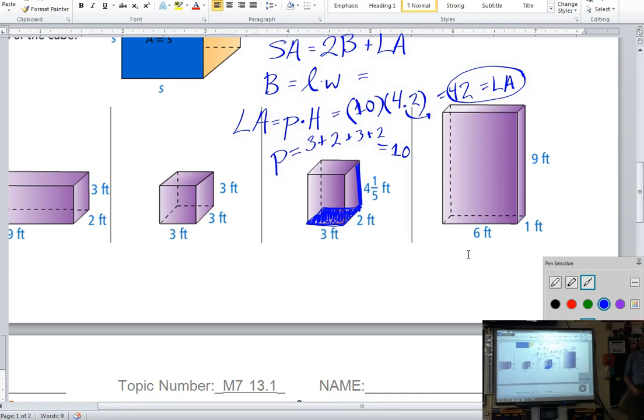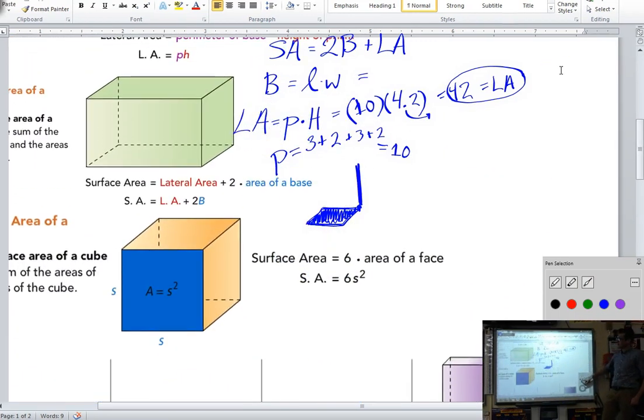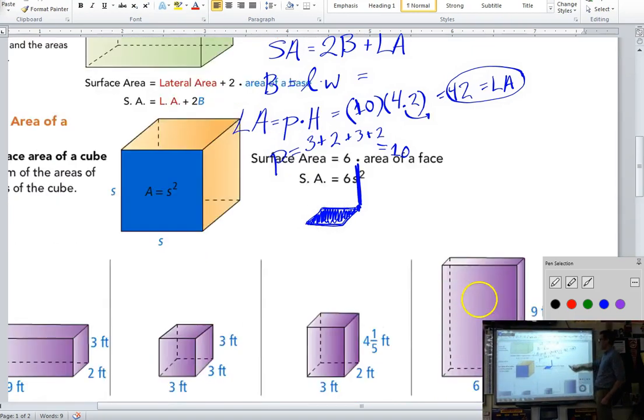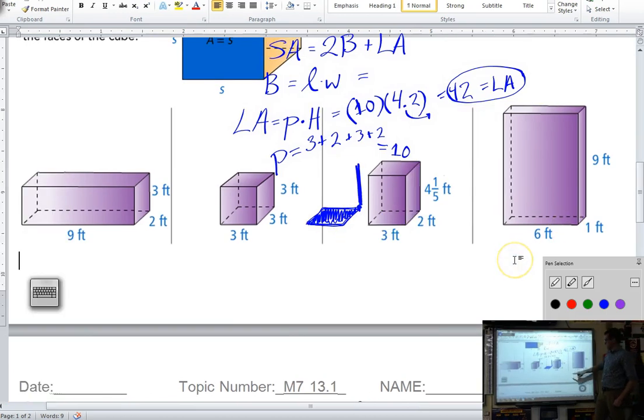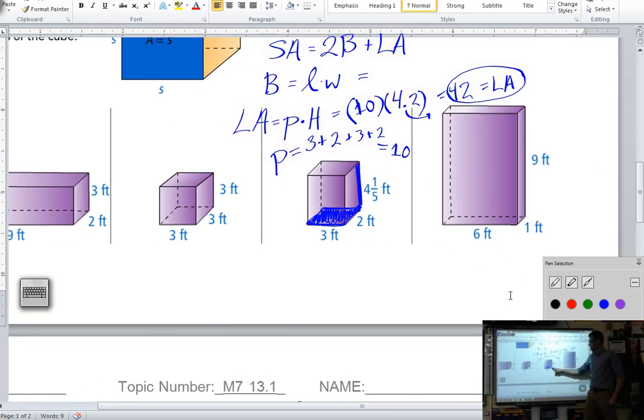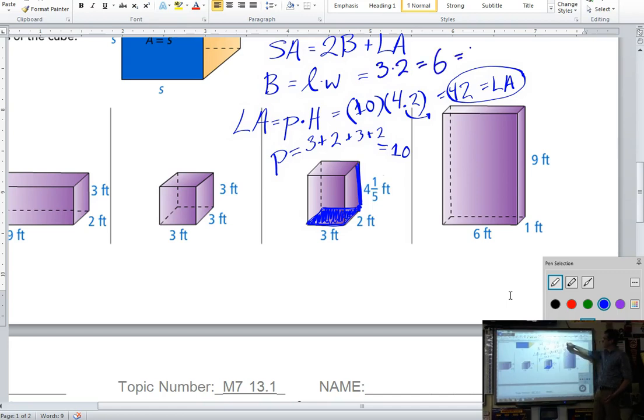How do I find my big B? What does big B stand for? Base. What about the base? Look on your paper. What's big B represent? We scroll back up. Look on our paper. 2 times big B. Well, what did big B mean? Area of the base. So my base, right there, is this rectangle at the bottom. So what do we get? 3 times 2 gives us 6. That's our big B. I'm going to need that, so I circle it.